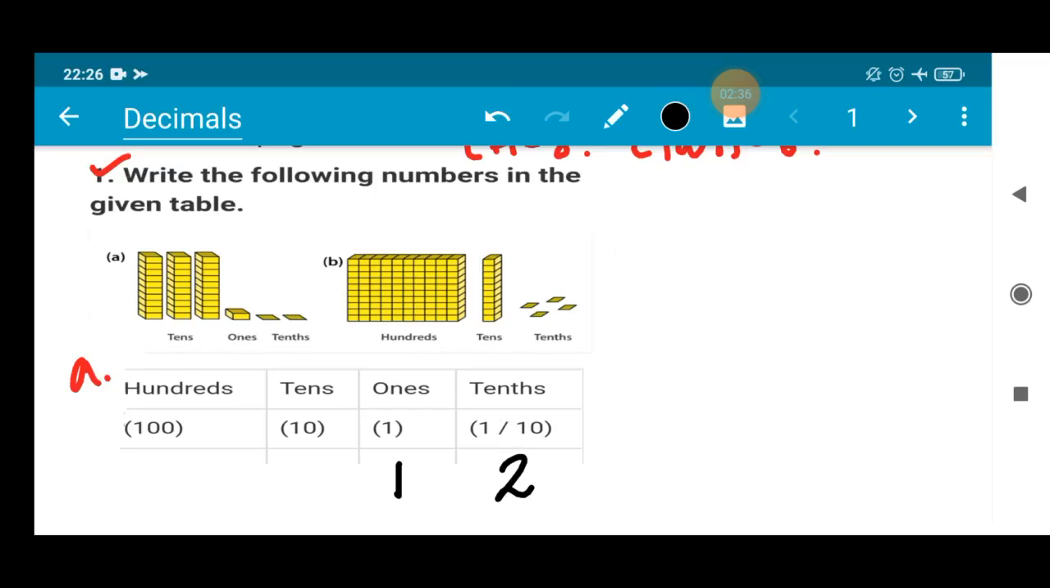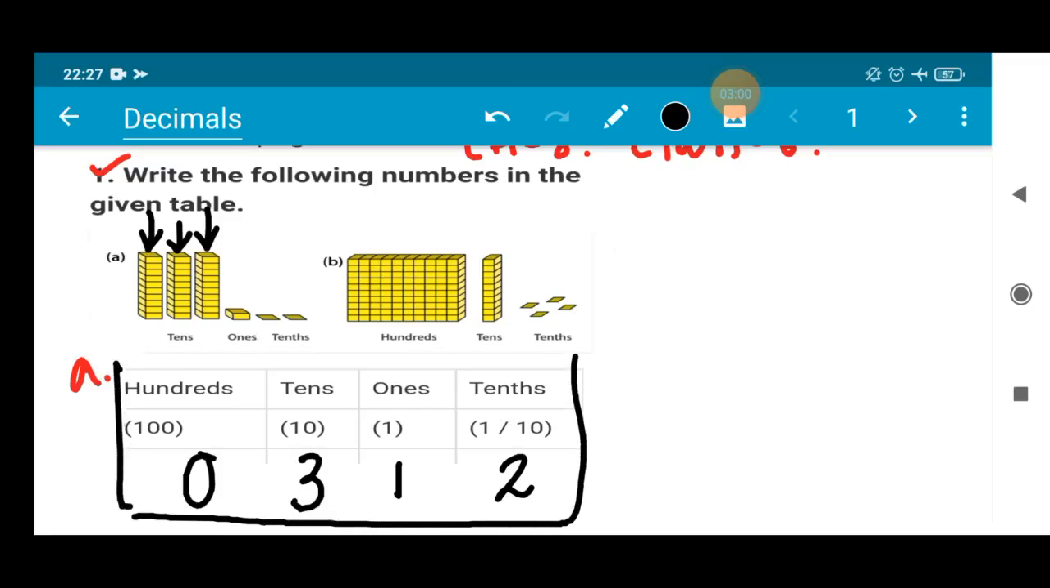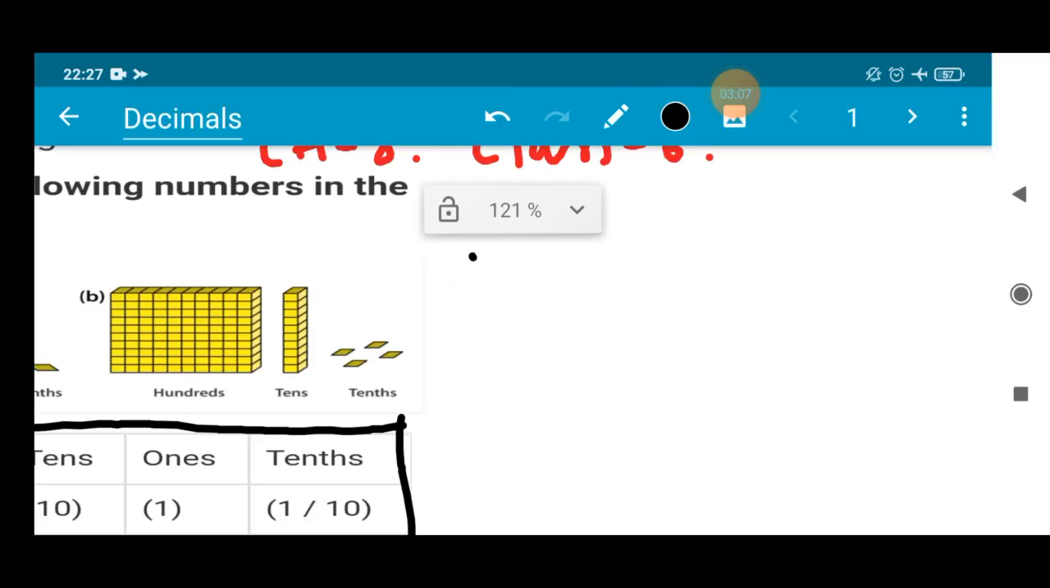In the tenths position, how many stacks of rectangular pieces are there? Just see, 1, 2, 3. So you simply write 3. Is there any stack or building block in the hundredths position? There is none, so we simply write 0 in the hundredths position. I hope you understood why we are writing 0. This is the way of filling the box, which I already explained in the introduction class. Now let us do number B also.